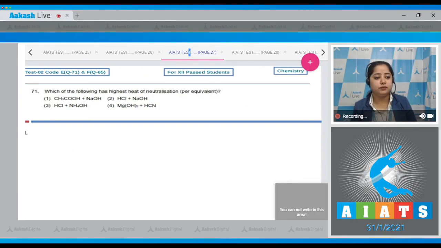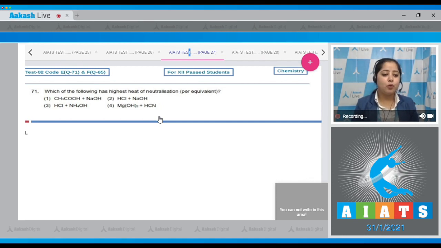Question number 71. Which of the following has highest heat of neutralization per equivalent? CH3COOH plus NaOH, HCl plus NaOH, HCl plus NH4OH, Mg(OH)2 plus HCN. Student, for this question we need to know that heat of neutralization of strong acid and strong base is 57.1 kilojoule per equivalent. It is lowered in case there is a weak acid or weak base or both.